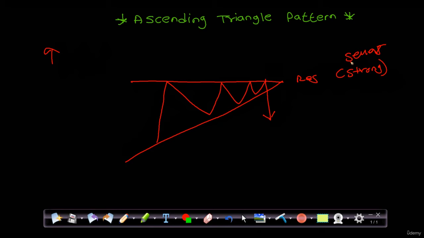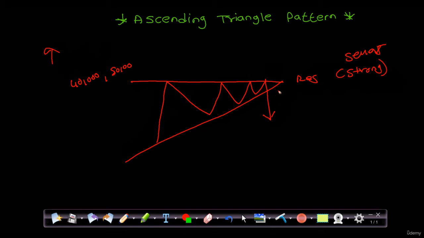Most of the time we can see this type of pattern if the market is running at an all-time high, or after a long time the market is facing a very crucial resistance, or if the market is at a round level, for example 40,000 rupees or 50,000 rupees. A round level always has a strong resistance zone or strong support zone.